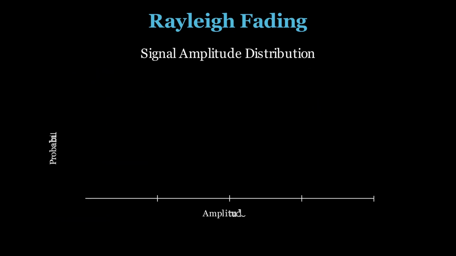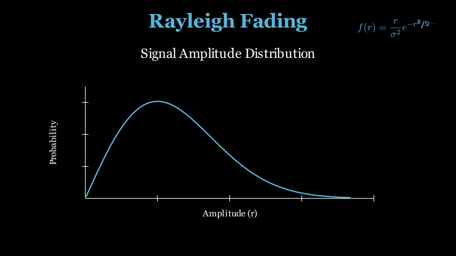Here's what it looks like. Most of the time, you get a moderate signal. But notice this region near 0, deep fades. They happen more often than you'd expect.